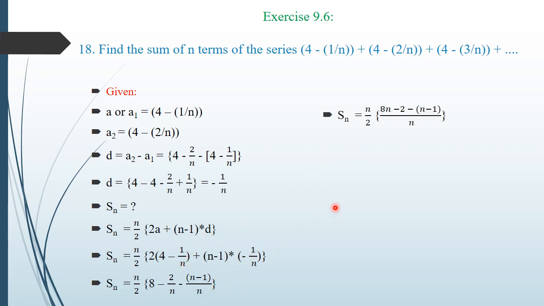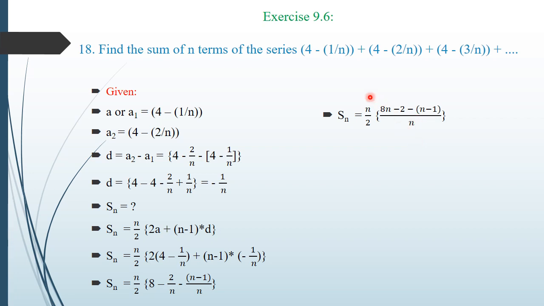Further simplifying, we can take n as the LCM inside this bracket. First, n by 2 I am keeping as it is. Inside this flower bracket, I am taking n as the LCM. In simple words, I'll have to multiply n to this term. Therefore, it will be 8n minus 2 minus (n minus 1) in the bracket, divided by n.